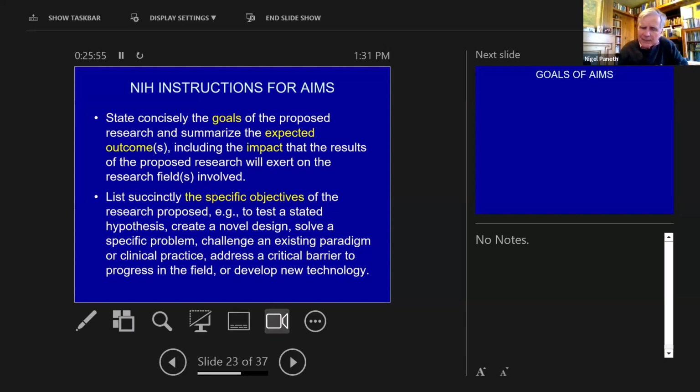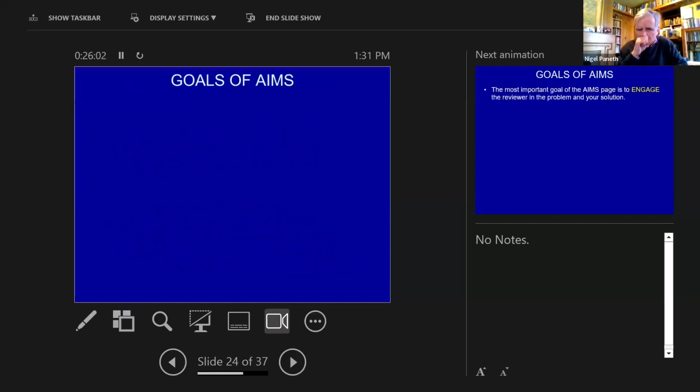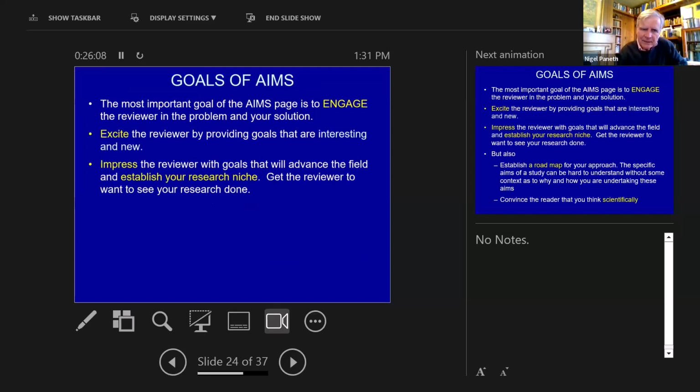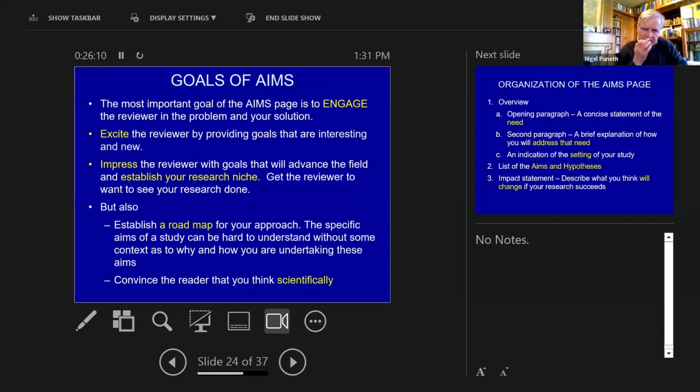E.g., to test a stated hypothesis, create a novel design, solve a scientific problem, etc. So, next page. I think you have to probably hit all of these. The goal of the aims page is that it's the first real page that the reviewer looks at, and you want to engage the reviewer in your aims page.